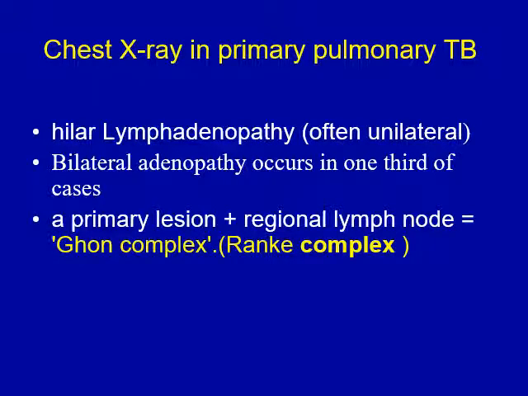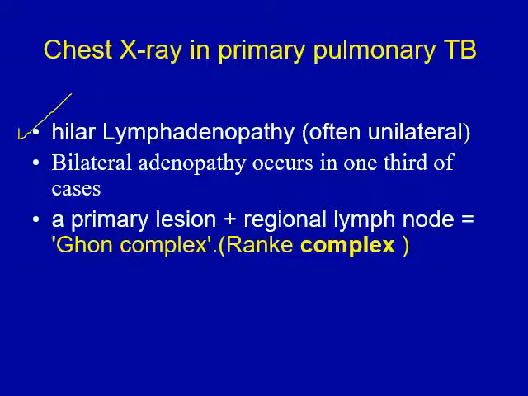The X-ray findings in pulmonary TB are: there is hilar lymphadenopathy. Enlargement of the hilar lymph nodes is usually unilateral. It can be bilateral, but usually unilateral. Bilateral usually occurs in sarcoidosis. Bilateral could occur in one third of the cases, and here it should be differentiated from sarcoidosis. But unilateral is characteristic of TB.